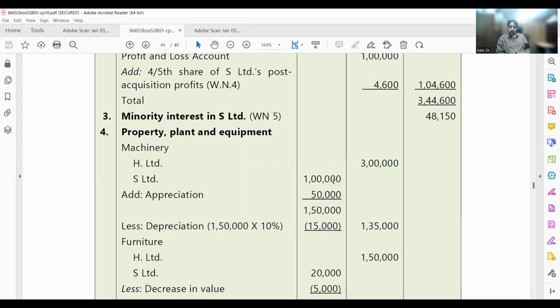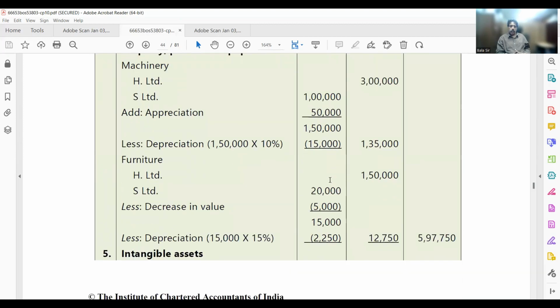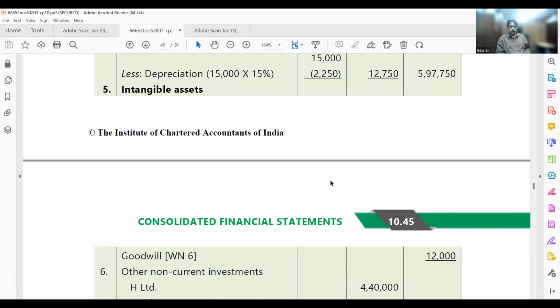Next. Furniture, H Limited, 1,50,000. Same way. So what do you do then? Furniture for S Limited, how much? 20,000. Minus 5,000 revaluation loss, which is 15,000. Then add depreciation, or rather less depreciation. How much? 2,250. Exactly, 2,250. You can do it directly. And what is the net amount? 12,750. That's it. Add that to the furniture holding company total: 5,97,750. Is that fine? Got it? Done.